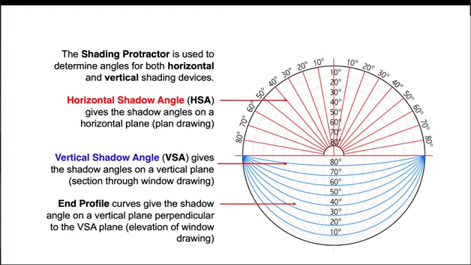Just a little bit about this chart. Here we have the horizontal shadow angle, the HSA in red. That's going to help us determine the shadow angles on a plan drawing. Then we have our VSA, or our vertical shadow angle, which gives the shadow angles on a vertical plane or in a section drawing. And then here we have our end profile, and we're going to use this on an elevation drawing. It helps us determine the width of our overhang.